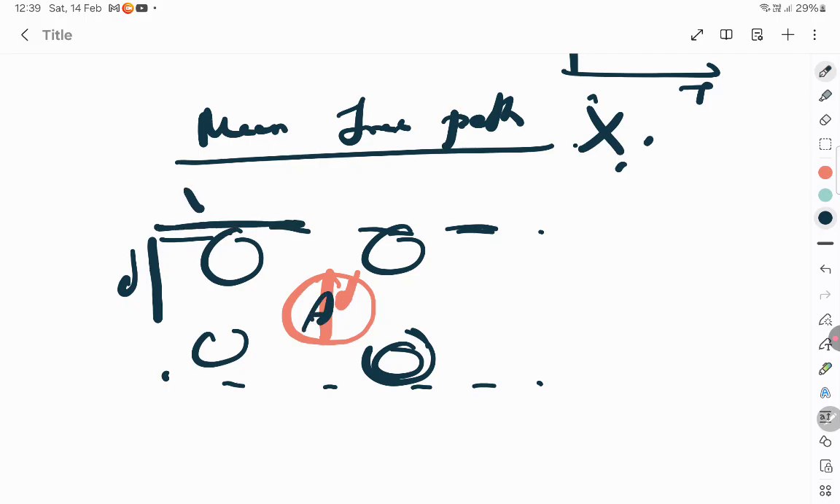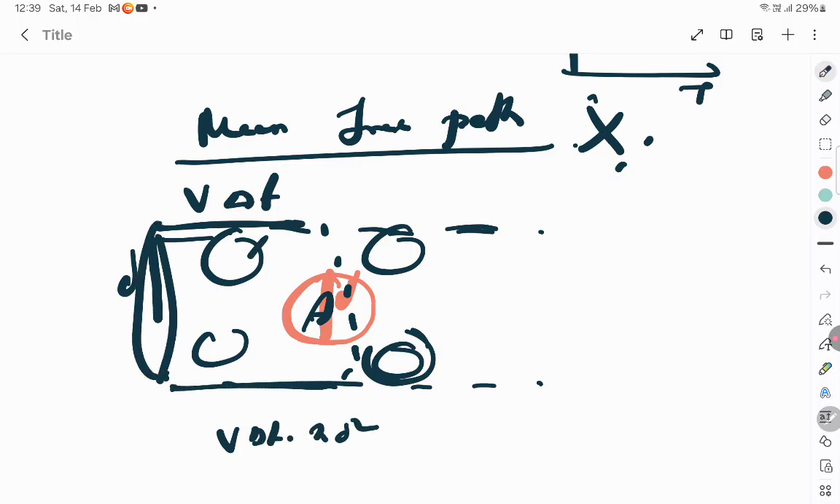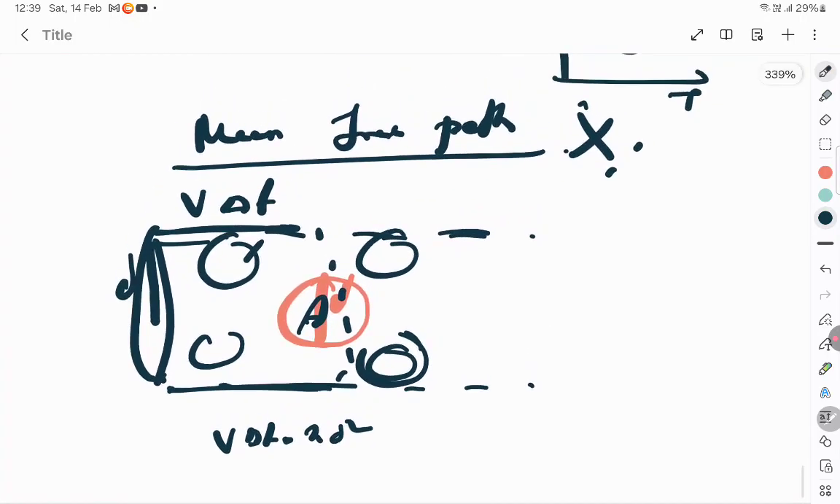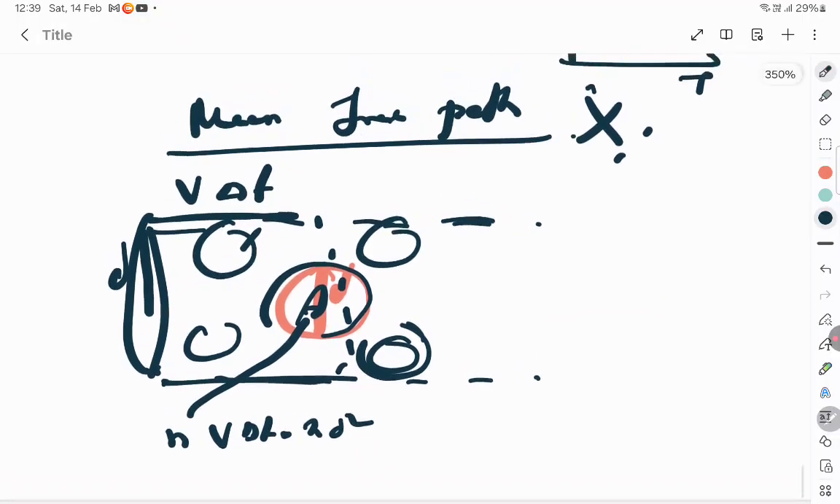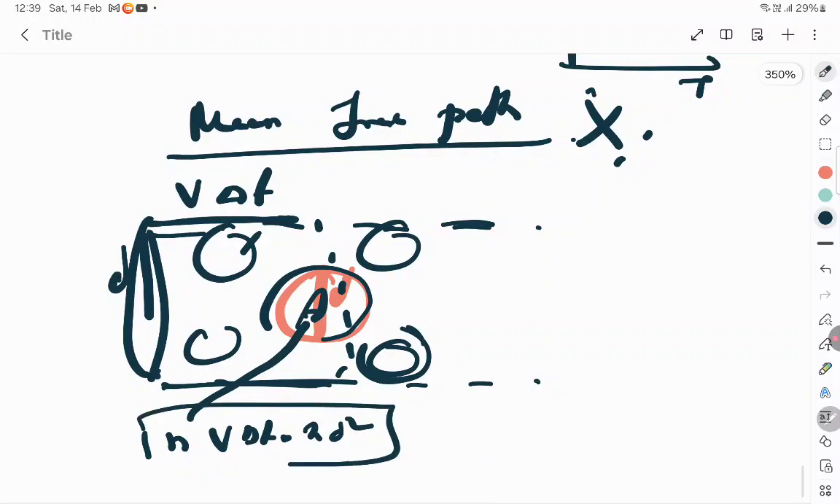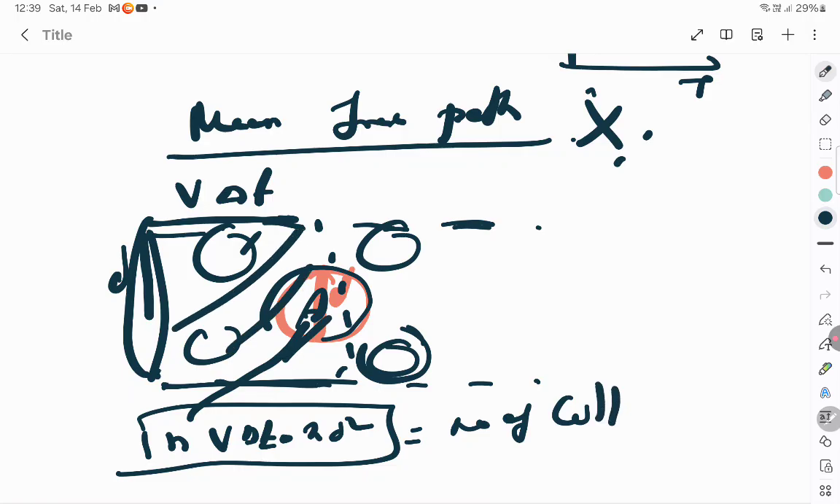Supposing it's moving through a distance of V into delta T, it would have gone through a volume of V into delta T into pi d square. It would have covered this volume. It's an imaginary cylinder, right? So pi d square V delta T is the volume. In the process, this molecule A would have collided with n molecules. N into, because n is the number of molecules per unit volume, so this many collisions it would have undergone. This gives you the number of collisions in this particular volume.